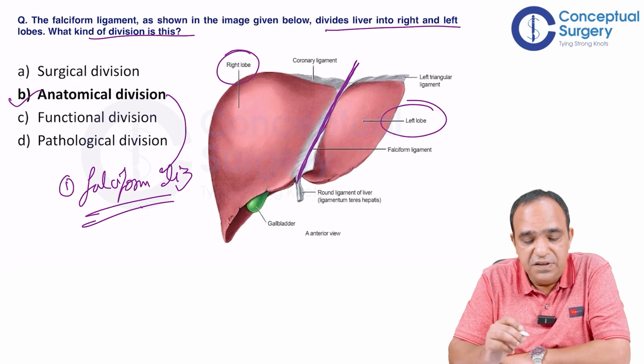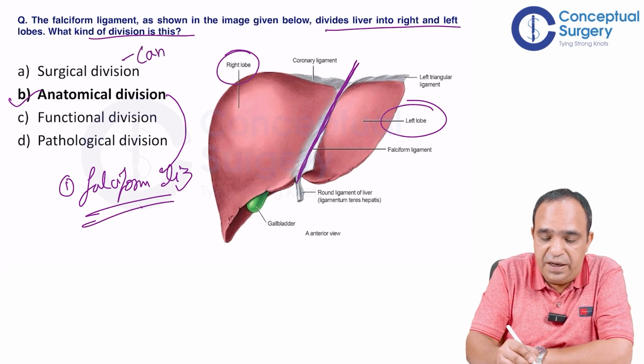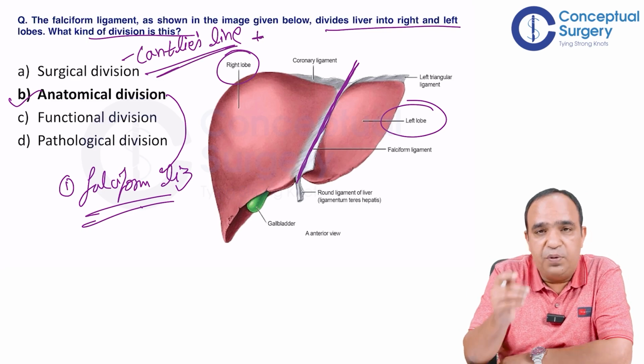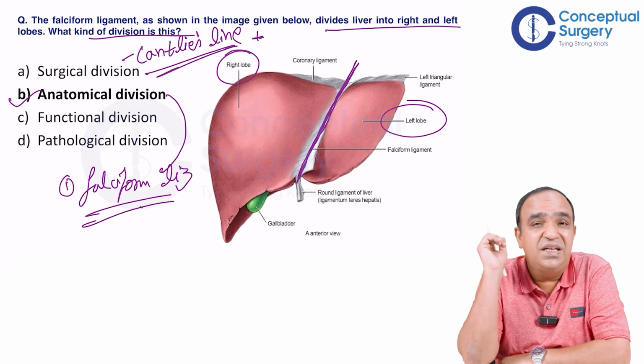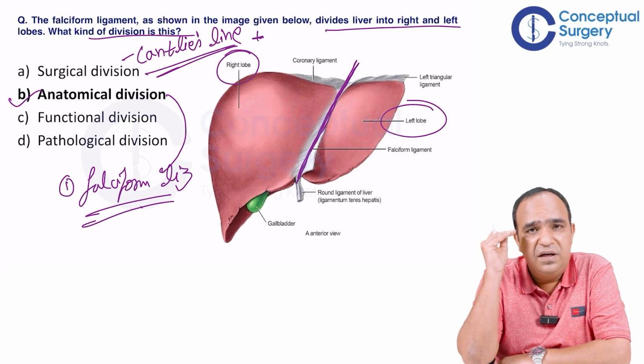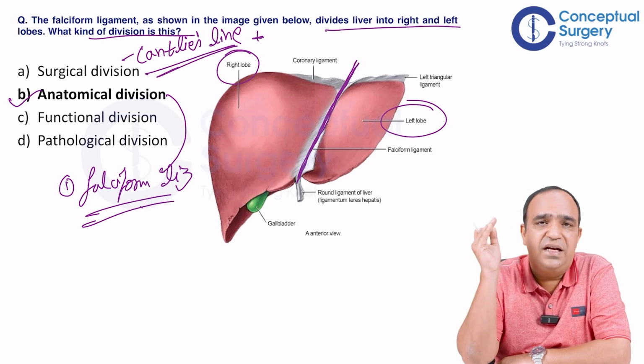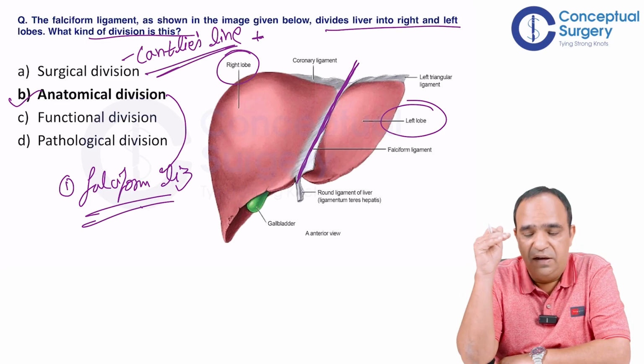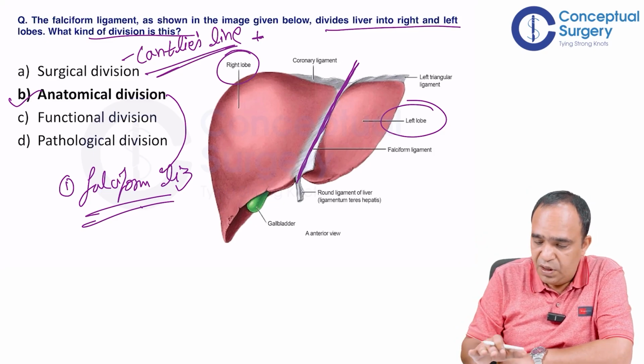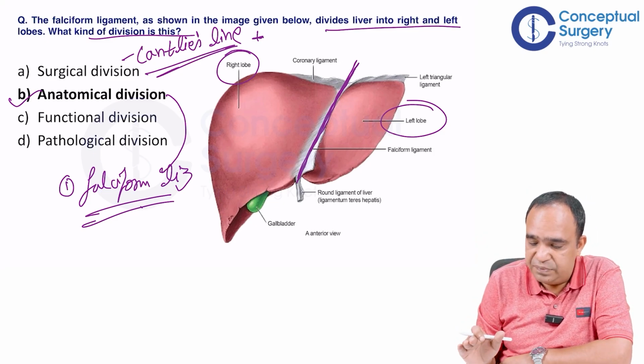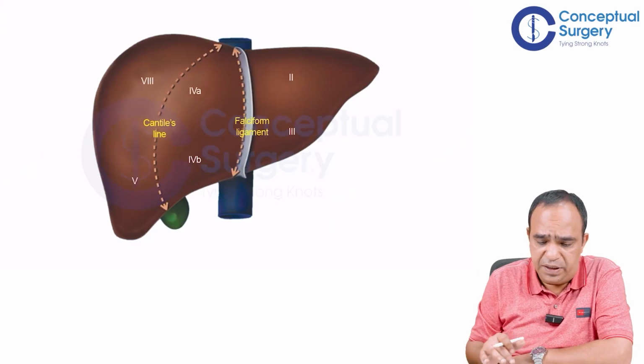Now the surgical division of the liver is done by a line known as Cantlie's line. Now this is very, very important. Lots of questions are asked about Cantlie's line: the angle, how we form Cantlie's line, and how it divides the liver into right and left lobe. So this, I hope, is clear, the falciform ligament, right?